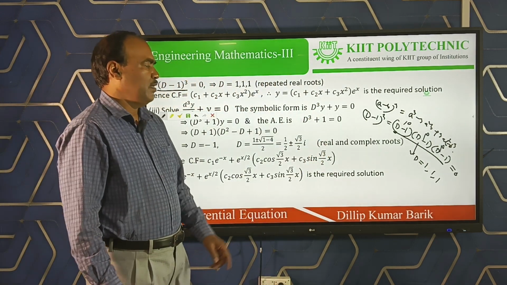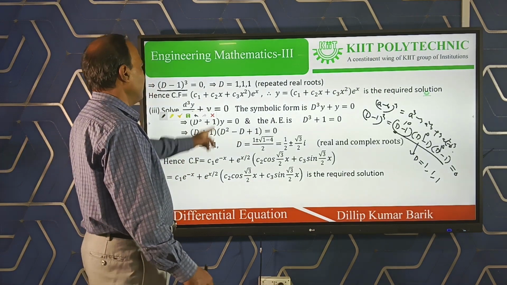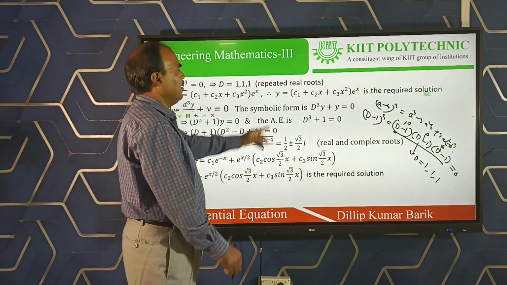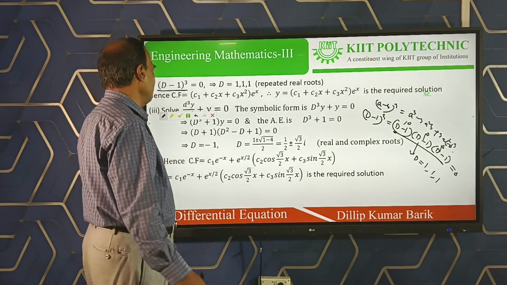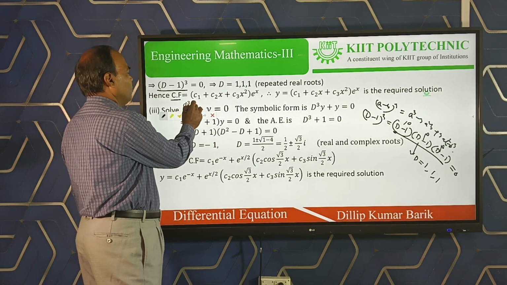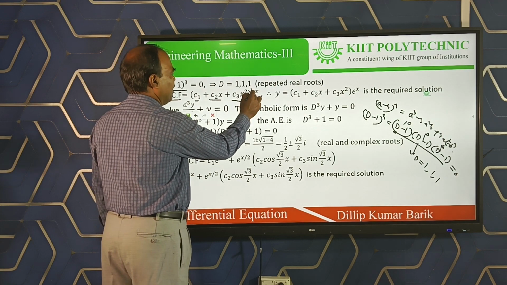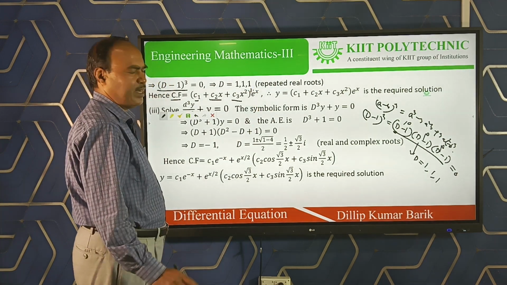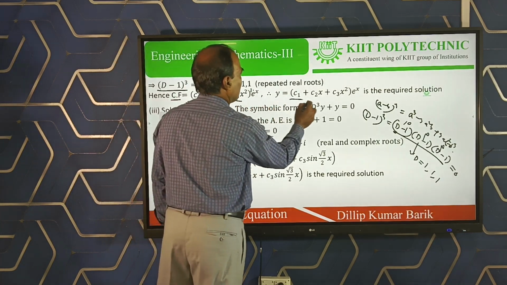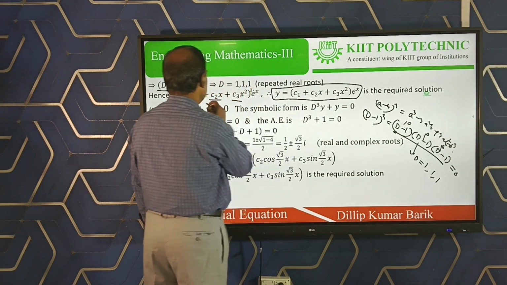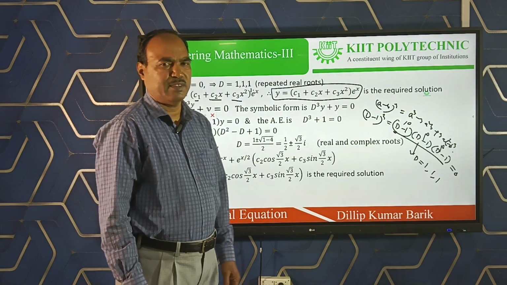Now see here, the 3 roots are equal and all are real. So here I write D = 1, 1, 1, repeated real roots. So its corresponding formula is case 2. The complementary function is (c1 + c2x + c3x²) e^(mx), where m is here 1. So the corresponding solution is y = (c1 + c2x + c3x²) e^x. Clear?